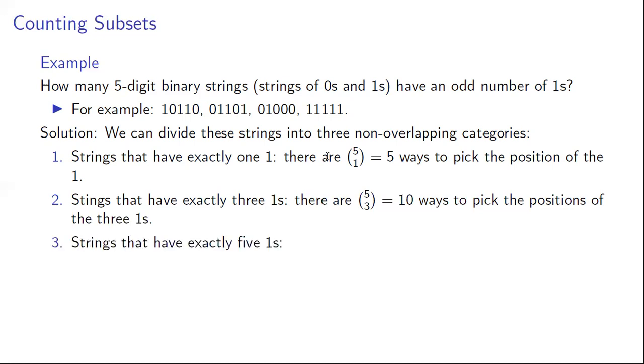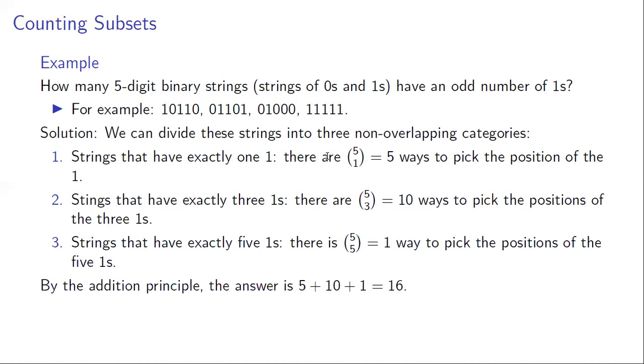Third category is strings that have exactly 5 ones. How many ways are there to do that? There is only one way to pick the positions of the 5 ones. Now by the addition principle, the answer is just the sum of the sizes of the categories, right? We have 3 categories, non-overlapping. Each one has a certain size. We just need to add them up. So it's 5 plus 10 plus 1, or 16.